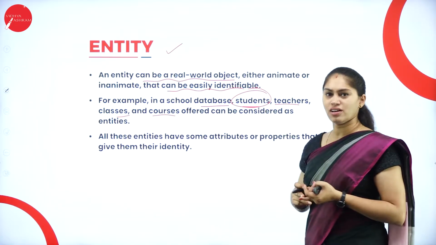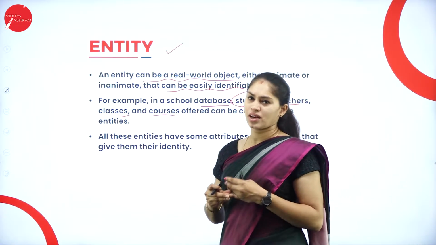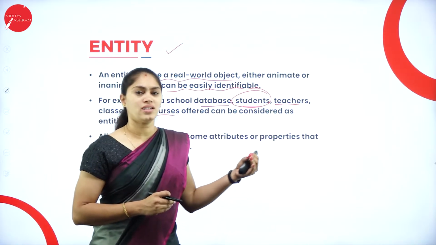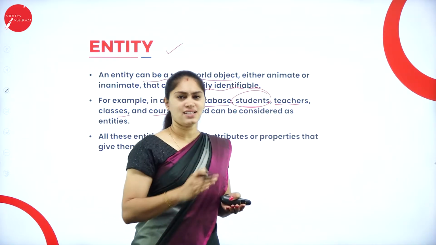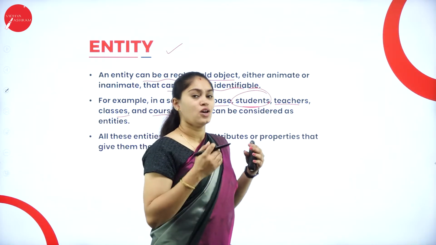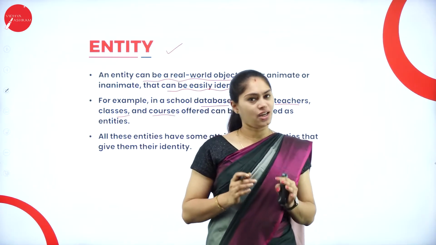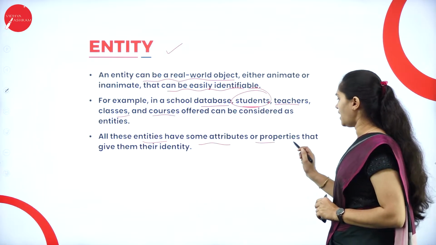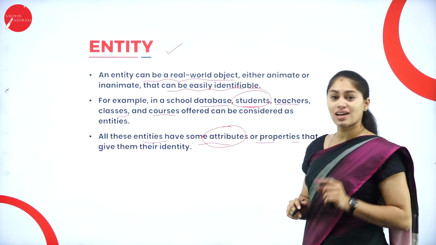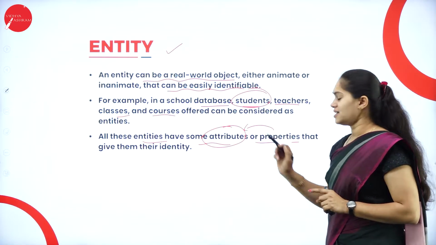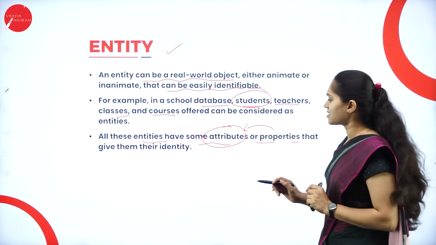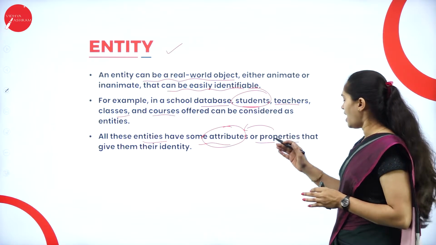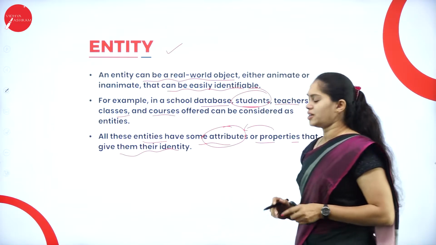If I consider the teacher, a teacher will have an employee ID or teacher ID, and they will specify the name as well as their date of birth and the subjects they are taking. So in any database, we have entities, and each entity has its own properties. What is another name for these properties? That is attribute, which we are going to discuss in the coming slides. All kinds of entities have properties or attributes that help us identify them.